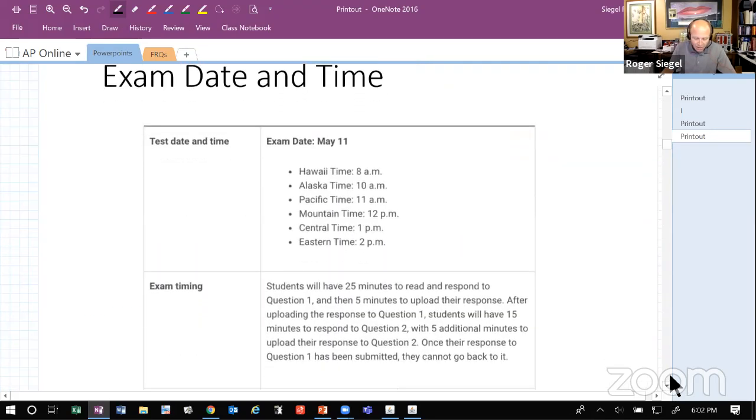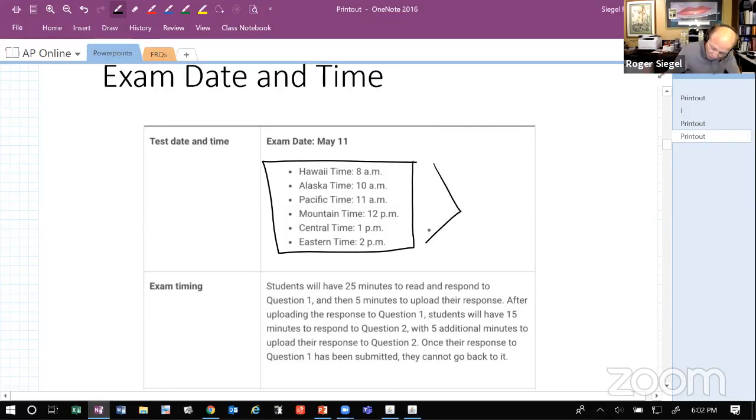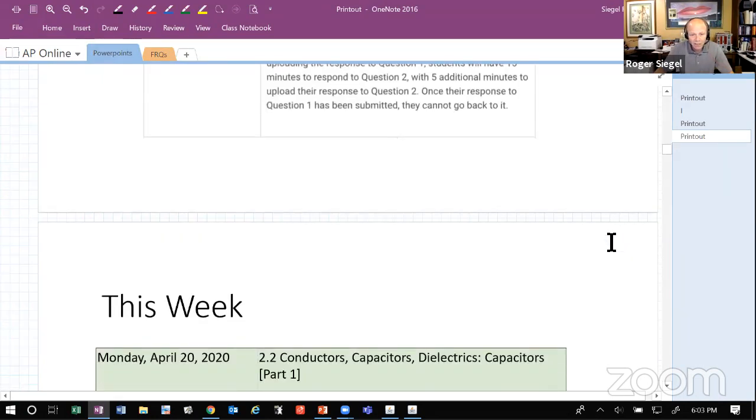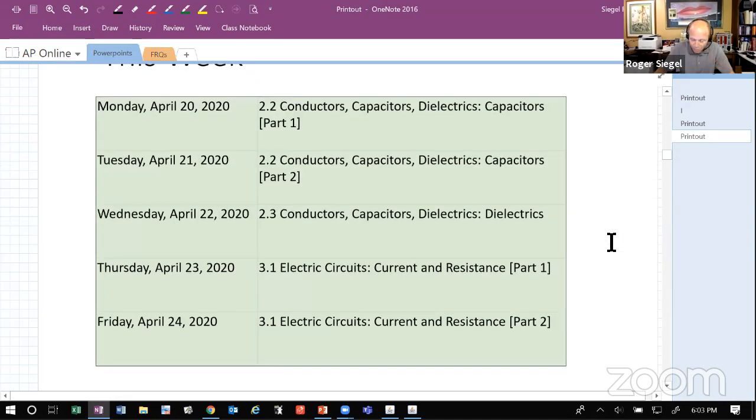We wanted to remind you that our exam time, depending on where you live, is going to be 1 hour only, and you have to be there for the whole time. You will do 25 minutes on the first question, and then you'll have 5 minutes to upload, and that will be the window. And then after that, you will have 15 minutes to do the second question plus 5 minutes to upload, and that's your whole AP exam. So please make sure you marked it in your calendar. We want to get you ready for that, and we have more coming in the future about that.